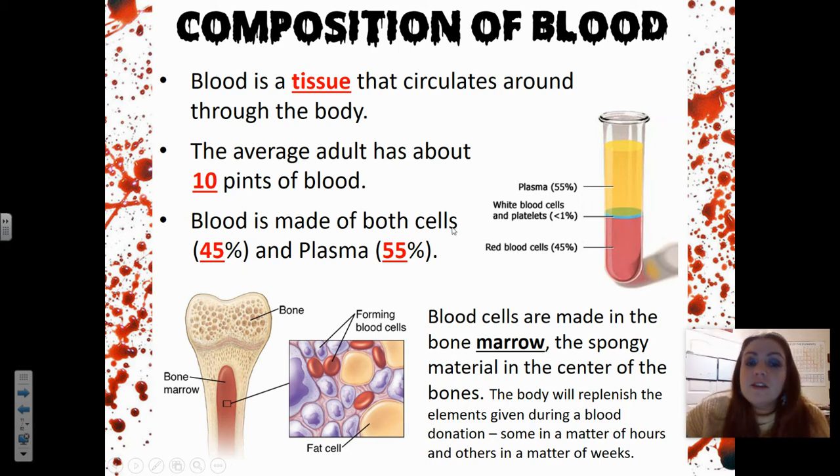Blood is made of cells, which are the red blood cells, the white blood cells, and the platelets. Those are all cells. And then plasma, which is mostly water. I'll talk about that in a second, which is the other 55%. Blood cells are made in your bone marrow, the spongy material in the center of the bones. The body will replenish the elements given during blood donation, some in a matter of hours and others in a matter of weeks. It depends on how fast your body makes blood cells. Some people pretty quickly will already be making more blood cells, and some people will take longer, up to several weeks, to get their blood cells completely back.